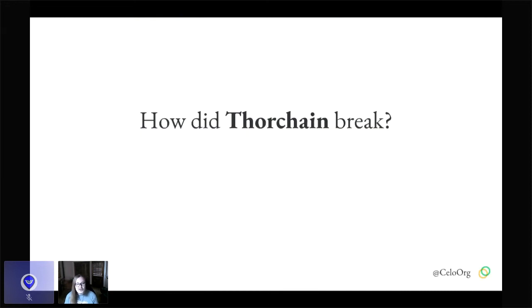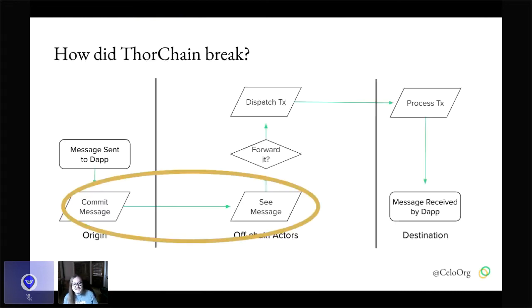So how did Thorchain break? It's this part. It's the part where Ethereum commits the message and the off-chain actor sees the message. In this case, the Thorchain validator set saw a message that was never actually committed. The attacker was able to fool the trusted custodians into sending money even though they hadn't been given the Ether. And to understand how, we need to dive a little bit into Ethereum transaction processing semantics. So I'm going to give a quick overview of Ethereum, of the EVM real quick.